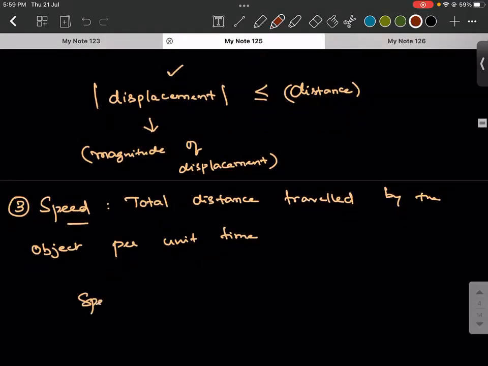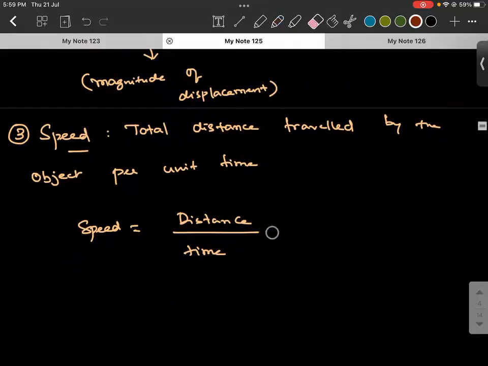How you write speed is, it is written as the ratio of distance traveled per unit time. Speed is written as the distance traveled per unit time. And the symbol used for speed is generally v. And for distance, we use d. And for time, we use small t.